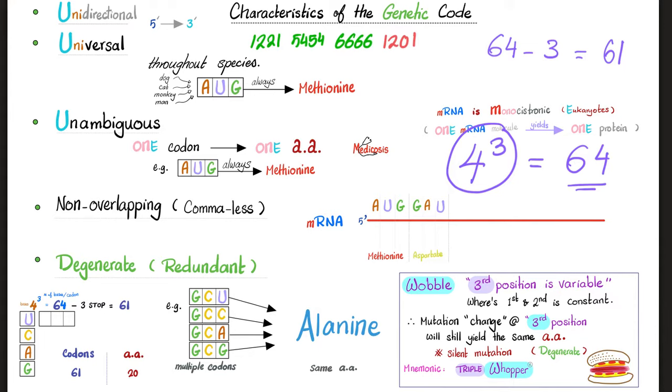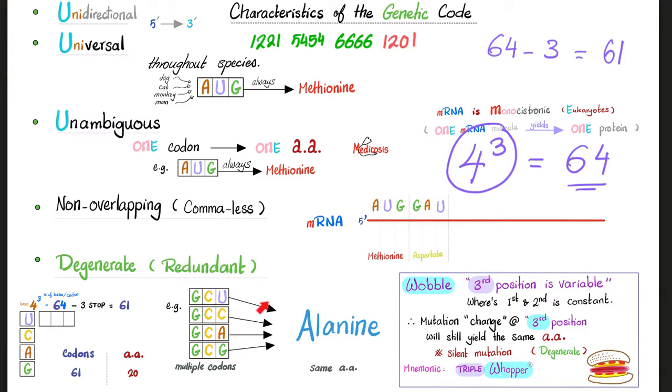Next, the genetic code and the wobble. The wobble is nothing new. The wobble belongs to degenerate. Whenever you see wobble on your exam, just remember number 3. They are referring to the 3rd position. Because look, the third position here is variable. The first and second were constant, and the end result was always alanine.